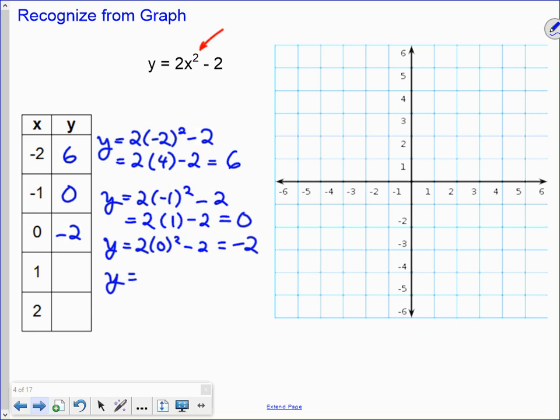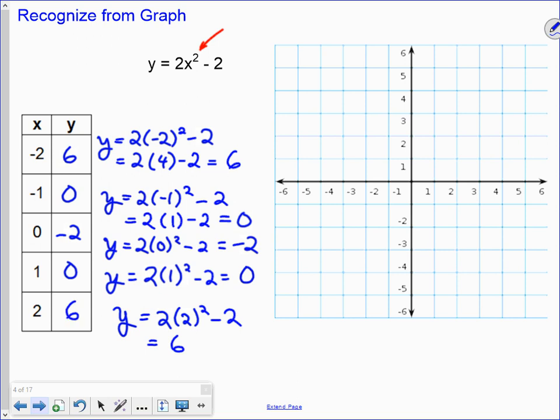Now I'm into positive values. So this one, let's just say I put it into my calculator. I did 2 times 1 squared minus 2, which is going to give me 0 again. And for my last one here, y is 2 times 2 squared minus 2. I get 4. 4 times 2 is 8. 8 minus 2 is going to give me 6.